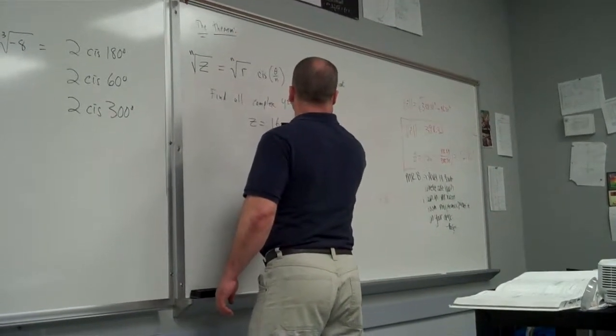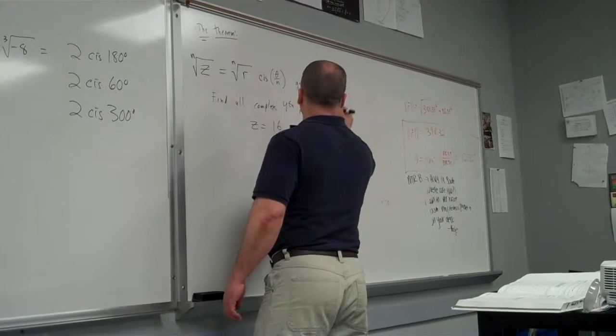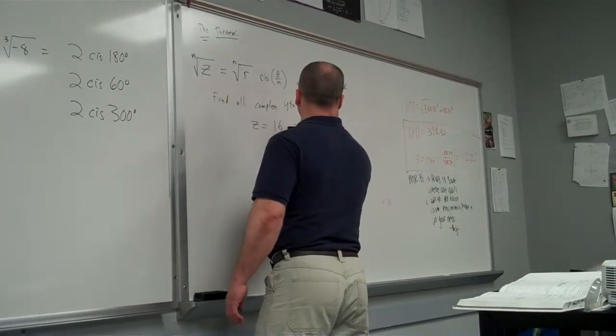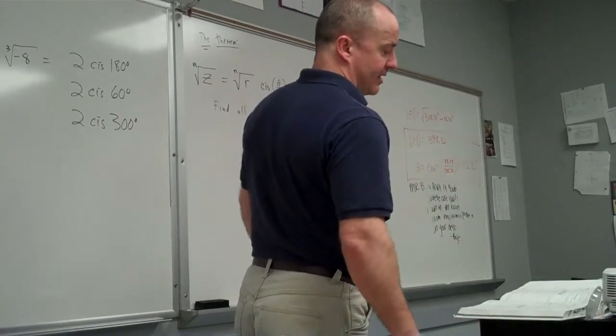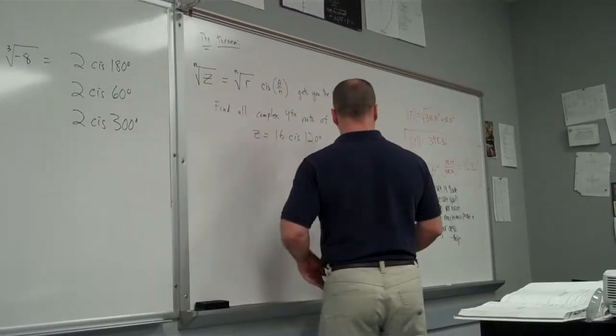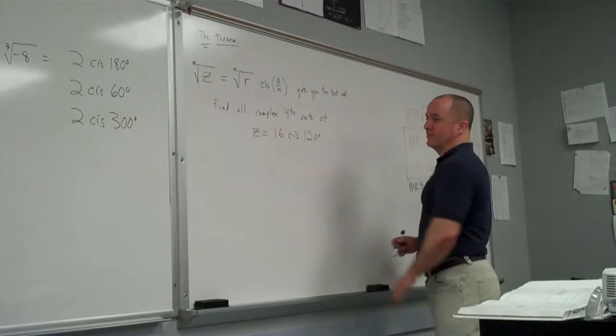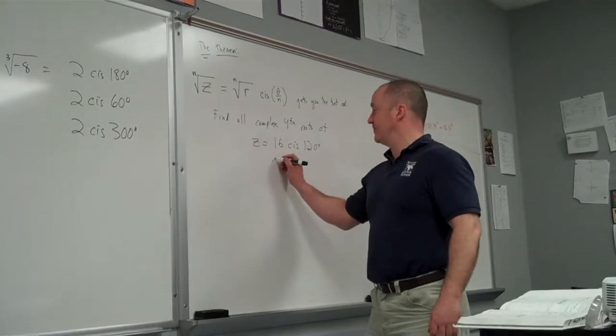Fourth roots of z equals 16 cis 120. Okay, why don't you do the weird formula up there? Okay, I'll do the weird formula to get the first one. I'll also provide a visual.